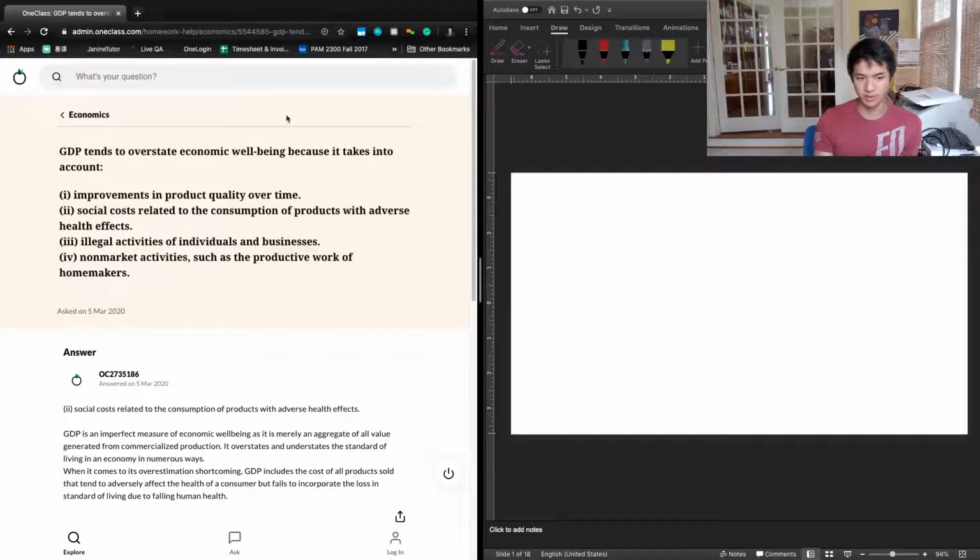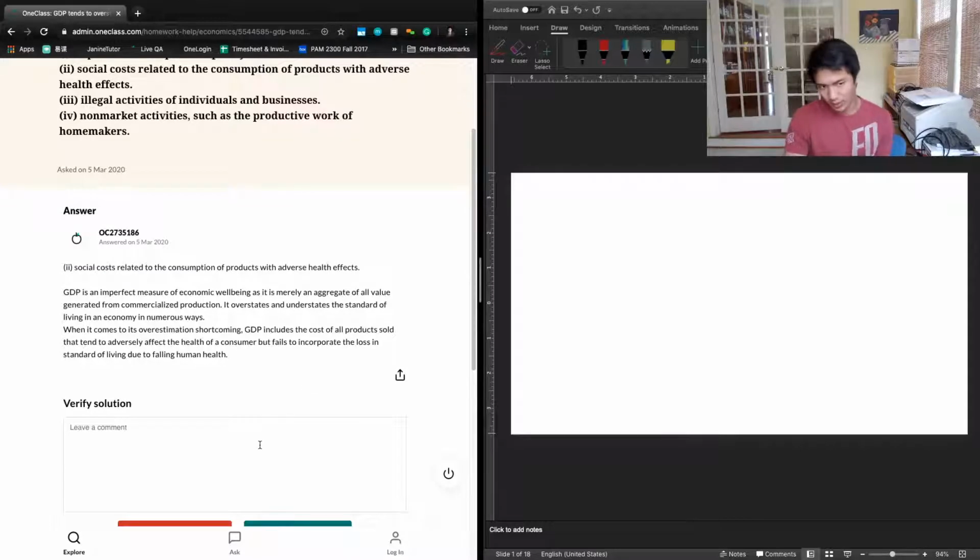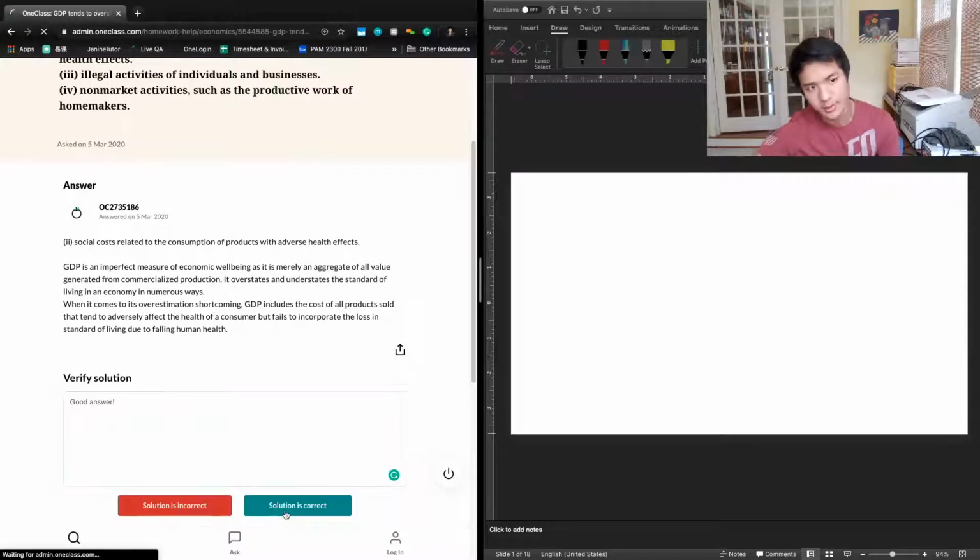Let's take a look at the previous tutor's answer to make sure. The previous tutor says 2 as well, and they said that GDP is an imperfect measure of economic well-being as it is merely an aggregate of all value generated from commercialized production. It overstates and understates the standard of living in an economy in numerous ways. When it comes to its overestimation shortcoming, GDP includes the costs of all products sold that tend to adversely affect the health of a consumer, but fails to incorporate the loss of standard of living due to failing human health. So yeah, that is true. And so we're going to say good answer and mark that as correct.